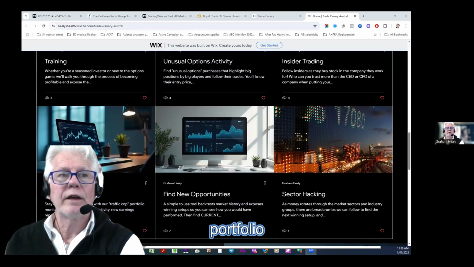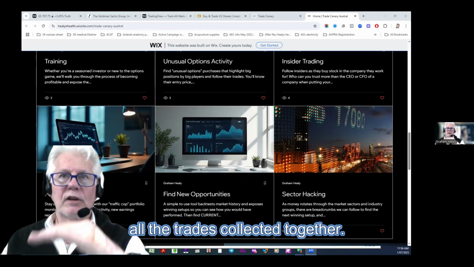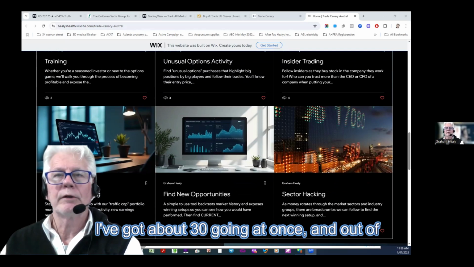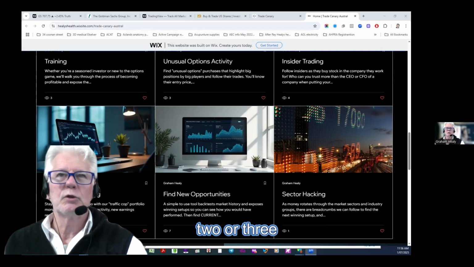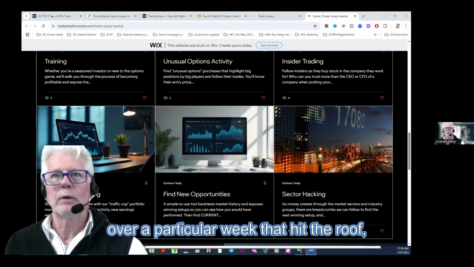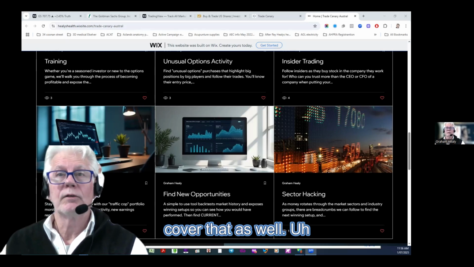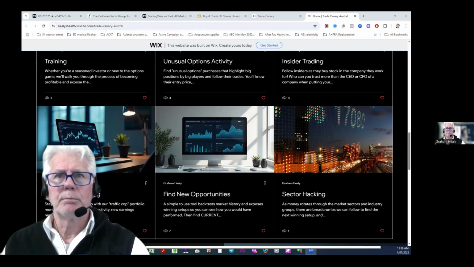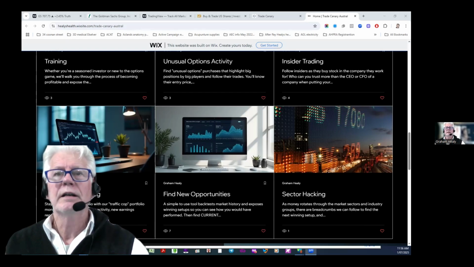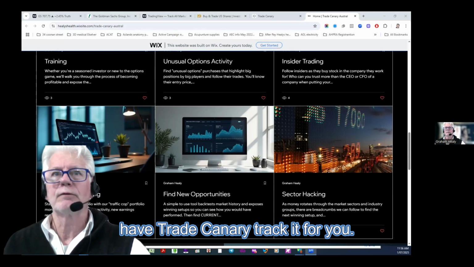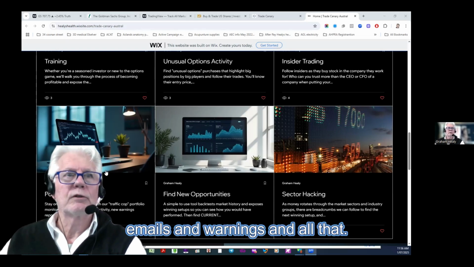Now, portfolio monitoring. Basically, a portfolio is all the trades collected together. I've got about 30 going at once, and out of that 30 that's going at once, you might have 2 or 3 over a particular week that hit the roof, or they might go the other way, and you can cover that as well. So the portfolio monitoring, there's a whole page on that where you can actually have Trade Canary track it for you. So that's great. It'll send you emails and warnings and all that.